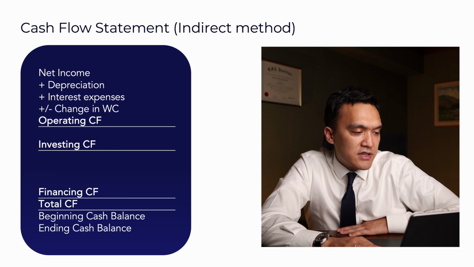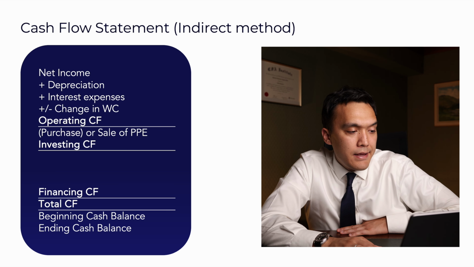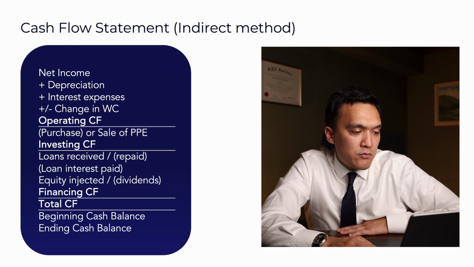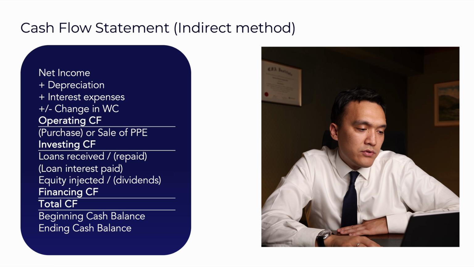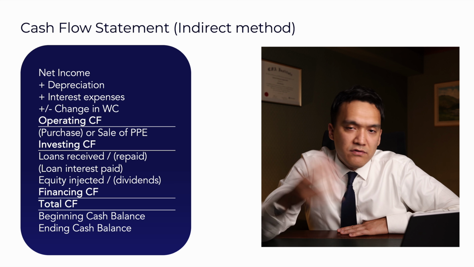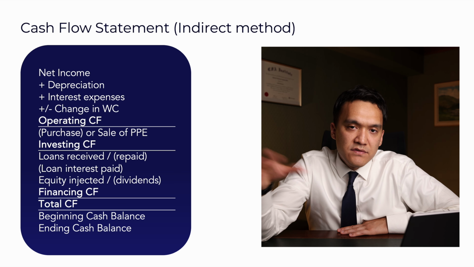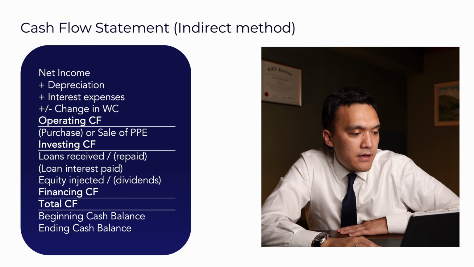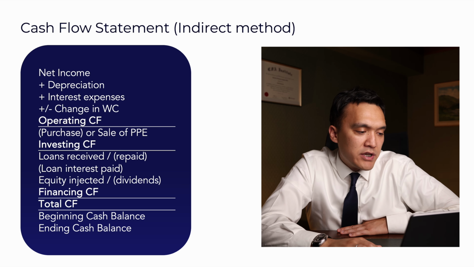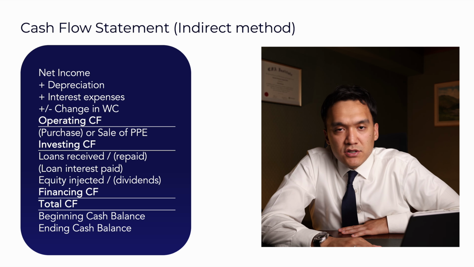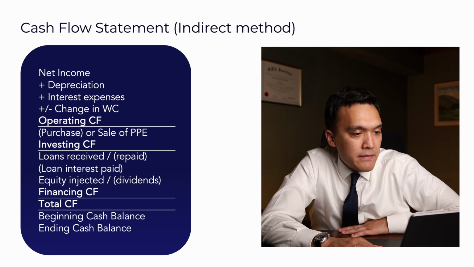And then in investing cash flow we have purchase or sale of property, plant and equipment. And in financing cash flow we have loans received and loans repaid. We have loan interest paid, and we have equity injection and dividends paid to shareholders. And when we add all this together we get total cash flow, and when we add total cash flow to beginning cash balance we get ending cash balance.